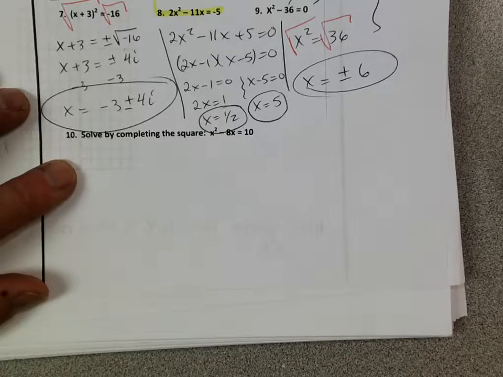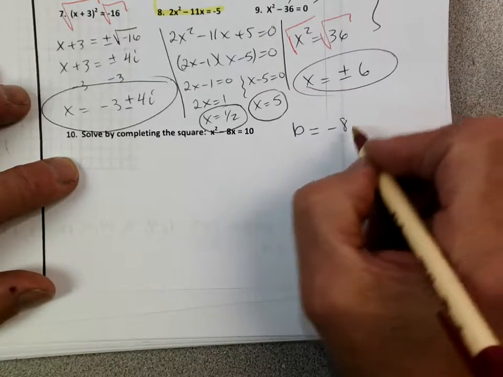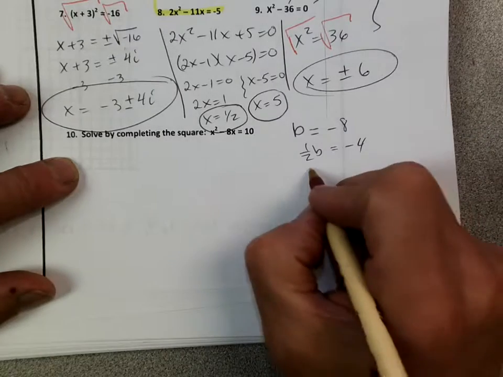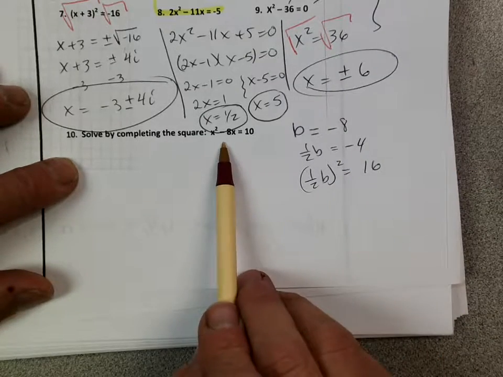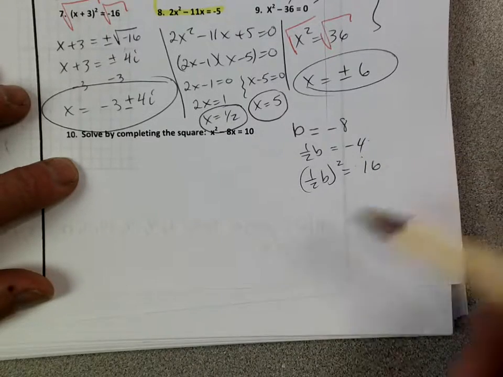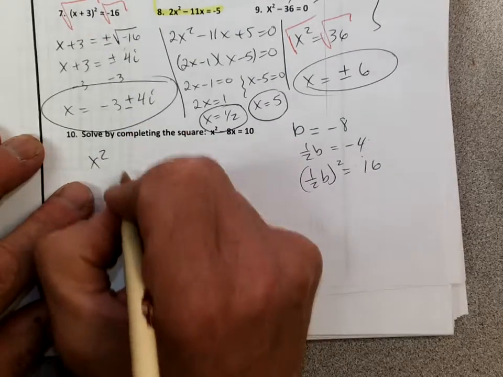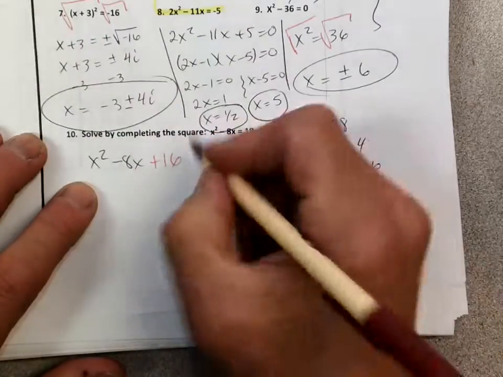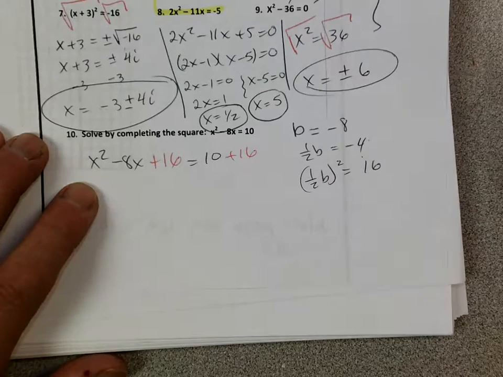Step 3. Take 1/2 B squared. So B is negative 8. Half of that is negative 4, right? And if I square that half B, I get positive 16. So I took B, which was negative 8. I took half of that, which is negative 4. If I squared that, I get 16, right? So what do I do with the 16? Add to both sides. So I've got x squared minus 8x plus 16 equals 10 plus 16, okay? How am I doing?